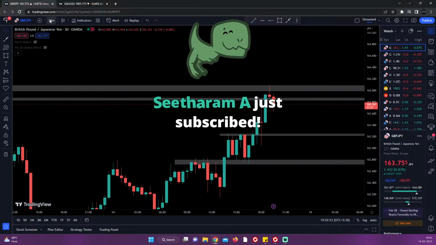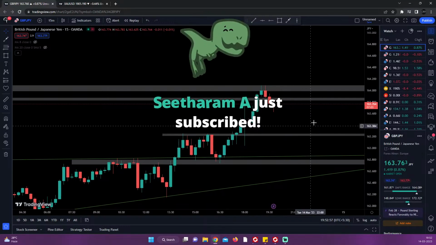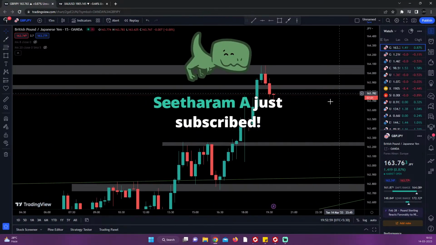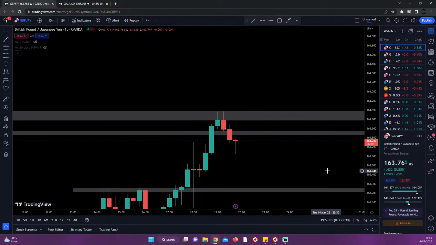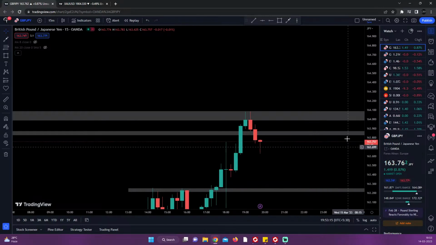So GBP JPY is flipping back up. 7 minutes left for the current candle to close. Maybe I will get a trade after this candle closes, but for that I have to wait for 6 more minutes.